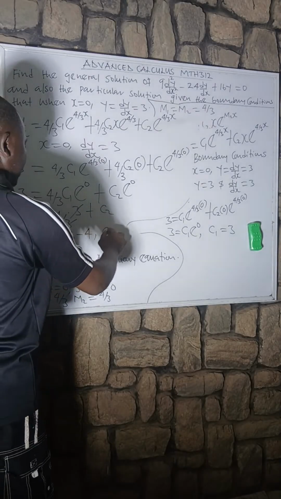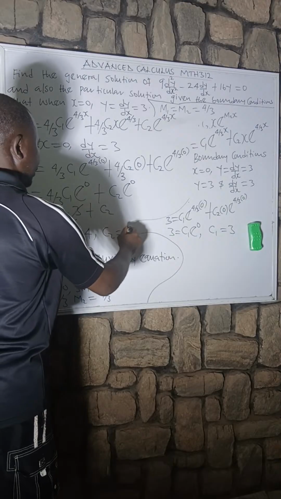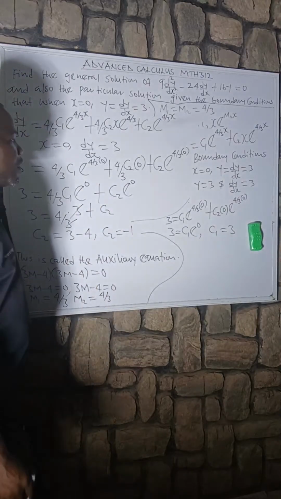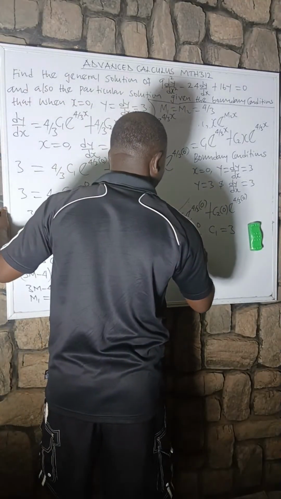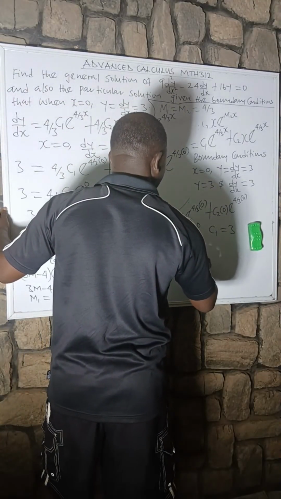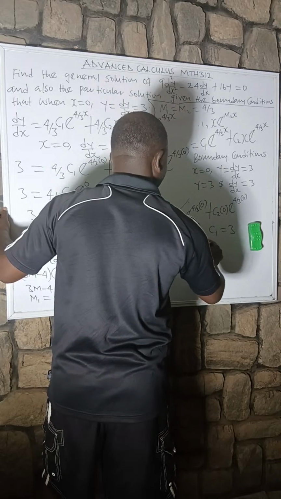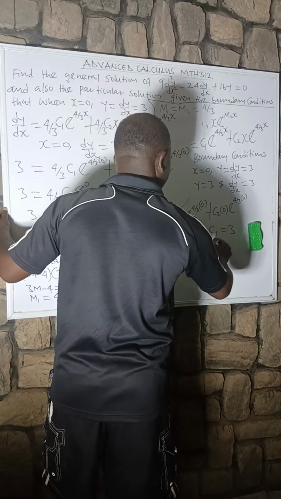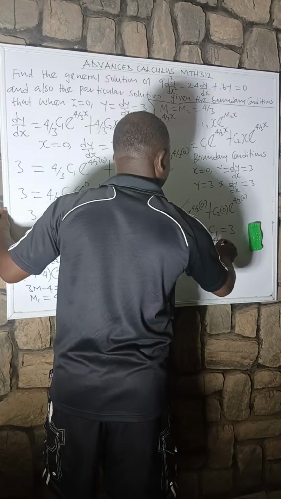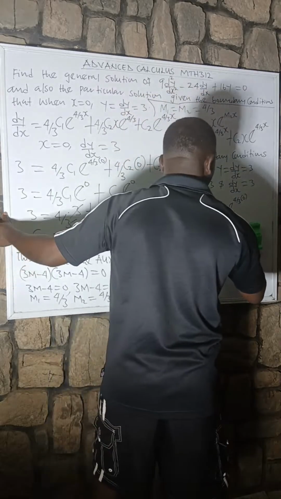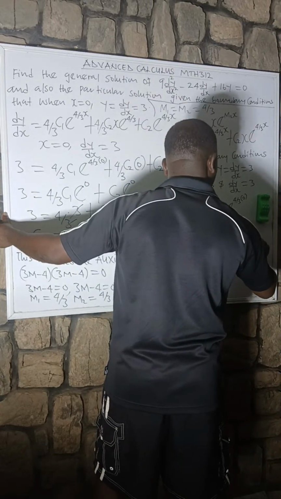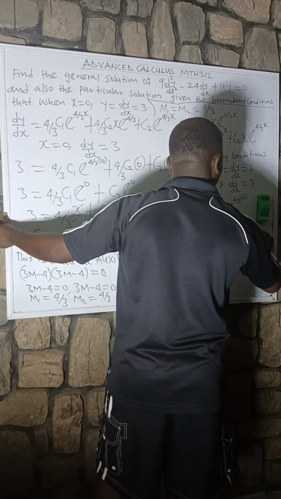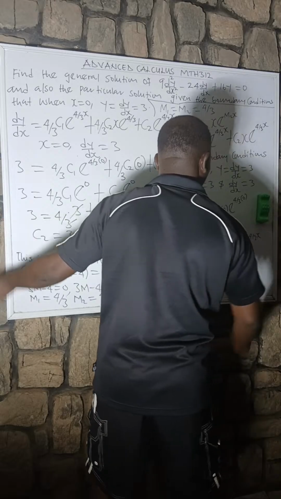Which is C2 equals minus 1. Can you see now? But mind you, our general solution was given as y equals C1 exponential 4 all over 3x plus C2 x exponential 4 all over 3x.